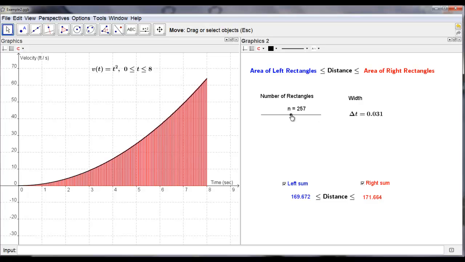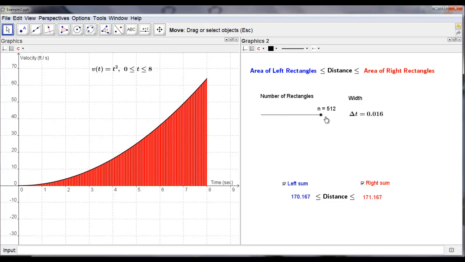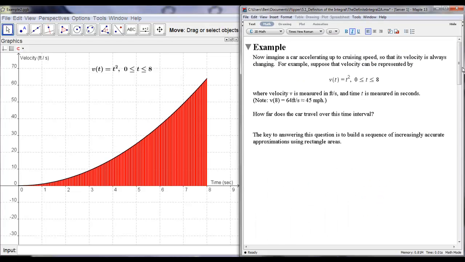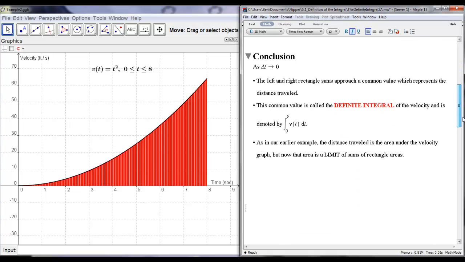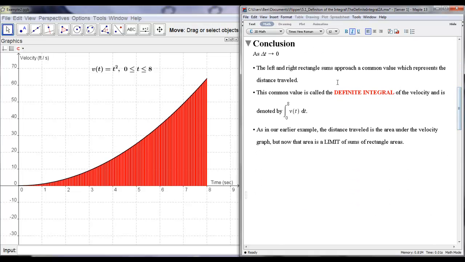And if I take this all the way out to the end, and if we actually did all the calculations, we would see that the distance now is between two numbers that are very close to each other, giving a very good approximation of the actual distance traveled. So here's the conclusion that we'd like to make based on this example. As delta t, the width of the rectangles, gets smaller and smaller, the left and right rectangle sums approach a common value which represents the distance traveled.